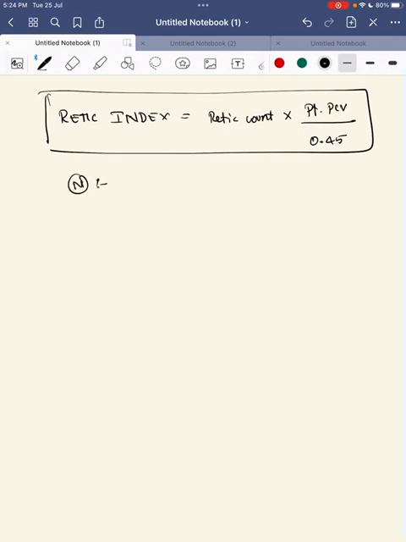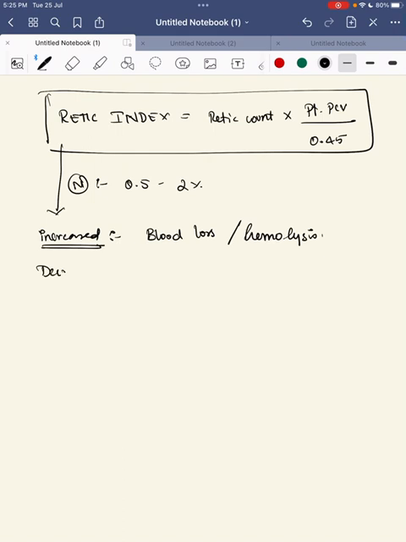The normal retic index is 0.5 to 2%. When the retic count or retic index is increased, it means there is blood loss or hemolysis going on inside the body. When it is decreased, it is due to bone marrow failure, that is, reduced production. So this can tell you whether it is a production problem or a destruction problem. So this is about the retic index.